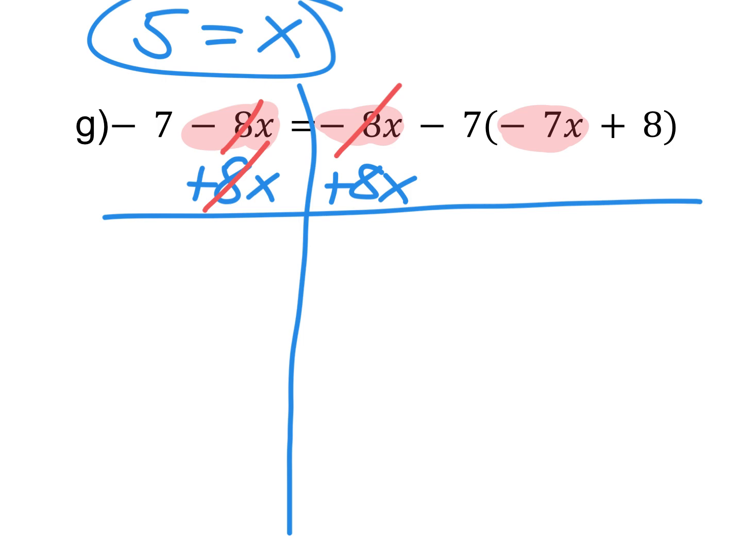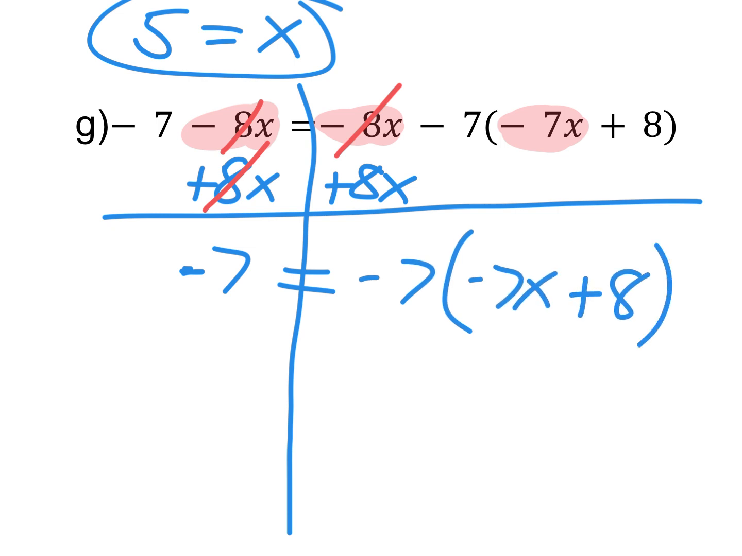So on the left side, I still have -7. So I will write -7 on the left. And then on the right side, I have all of this. So let's see, we have -7 parenthesis, -7x plus 8, close parenthesis. So this is much, much more manageable than what we had previously.